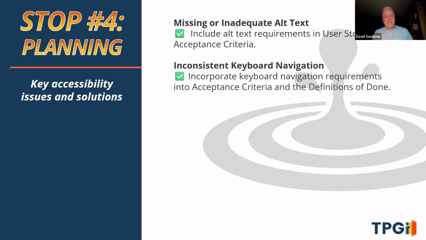Inconsistent keyboard navigation. So the oversight here is keyboard navigation expectations are not included in user stories or definitions of done. And the ripple effect is that developers lack clarity on the expected keyboard interactions, leading to gaps in implementation. So what should happen? Incorporate keyboard navigation requirements into acceptance criteria for individual components and ensure the definition of done includes a commitment to testing and implementing accessible keyboard navigation.